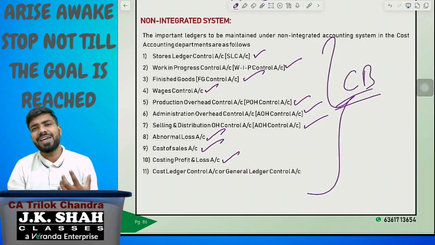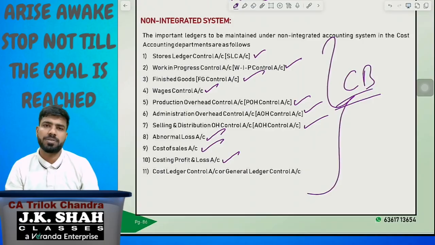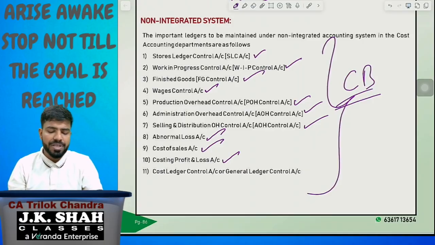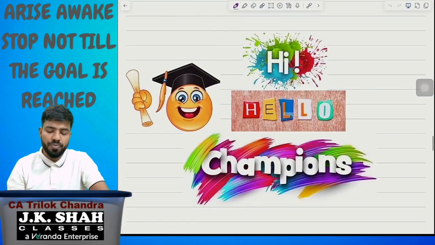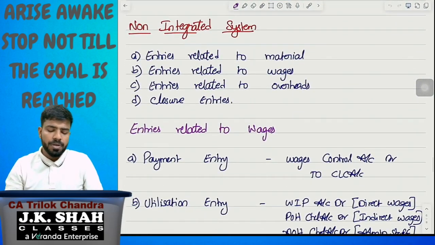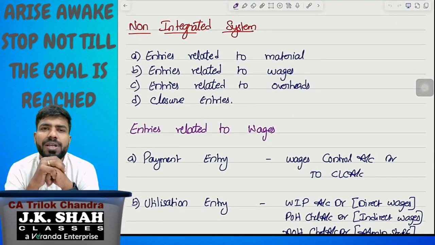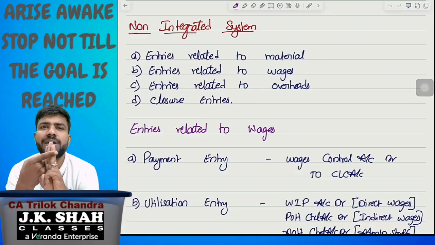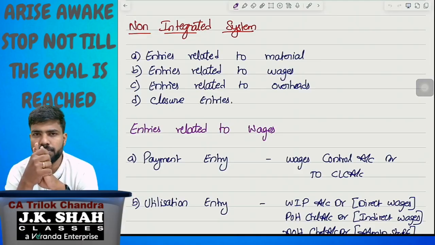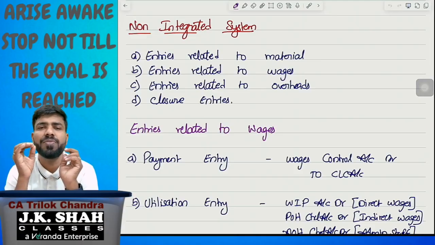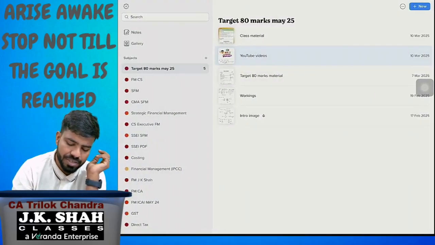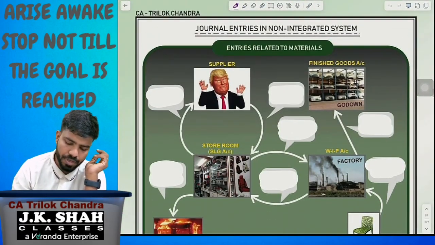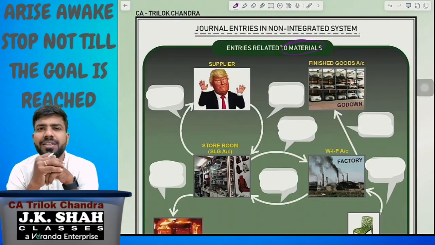Now it's time to understand what are the different journal entries that we need to pass. Please understand, we are going to pass 4 different types of entries. The journal entries are broadly classified into 4 categories: entries related to material, entries related to labor, entries related to overheads, and then closing entries. These are the 4 types of entries. Let me start with the raw material. General entries in non-integrated system, entries related to material.